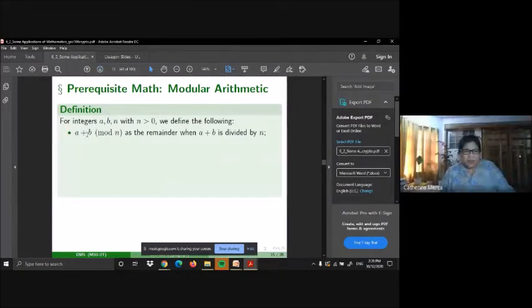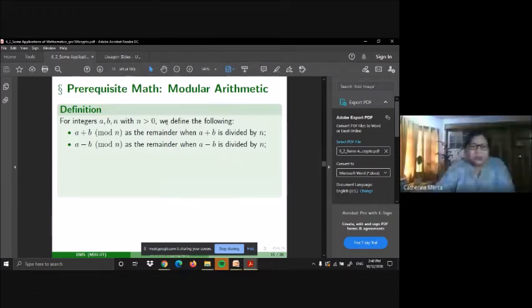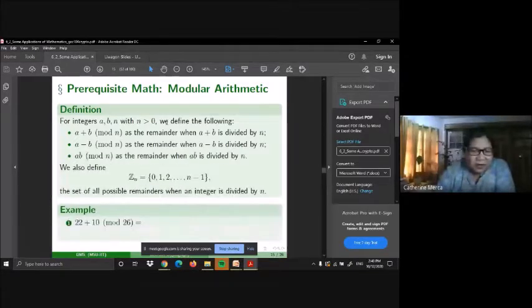So meron tong A plus B mod N, the remainder when A plus B is divided by N. Okay, A minus B mod N as the remainder when A minus B is divided by N. So yun yung mga ibang mga AB mod N, pwede rin yan. So take the following example. You know what modulo is? 10 modulo 26. Anong ibig sabihin yan? When you divide by 26, the remainder is 10.